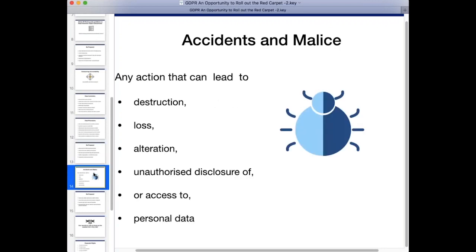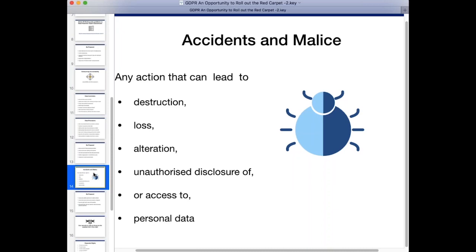So, moving on to accidents and malice. In any organization, things can go wrong, and data may end up on the wrong desk, incorrectly filed, or sometimes even lost. So in the worst case, data may even be accessed by hackers or leaked or sold, and sometimes even by the people that had legitimate access to it.